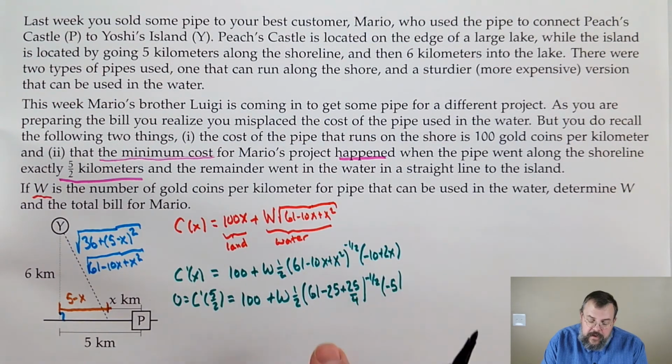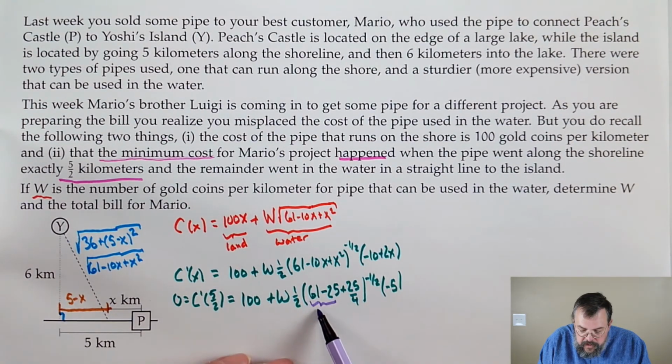Okay, so we're going to have to spend a little bit of time on that piece right there. 61 minus 25 is 36? Yeah, 36. Okay, so this is 36. Now, what's another way to think of 36?